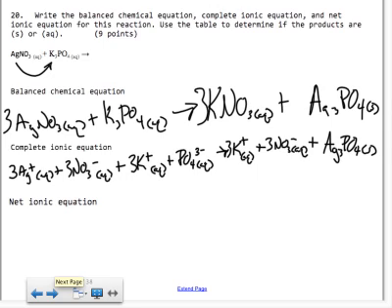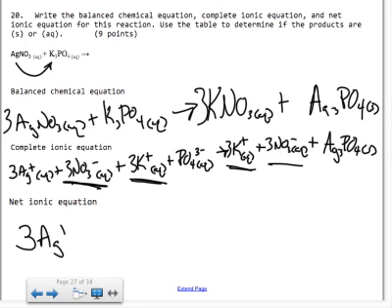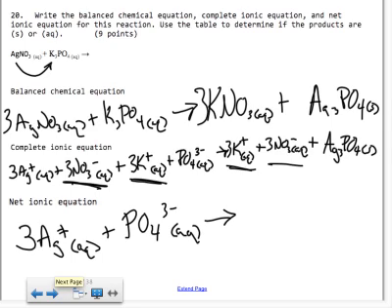So for the net ionic equation, the key is anything that doesn't change from left to right, get rid of it. Those are called spectator ions. So the nitrate and the potassium are the same on both sides. They don't do anything. They're not really part of the reaction. So we leave them out. We're just going to put down the stuff that changes: the 3 silver ions, which are aqueous on the left, and the phosphate ion, which is aqueous on the left. Those two things combine to form the silver phosphate solid on the right-hand side. That's the only thing that changes. That is your net ionic equation.